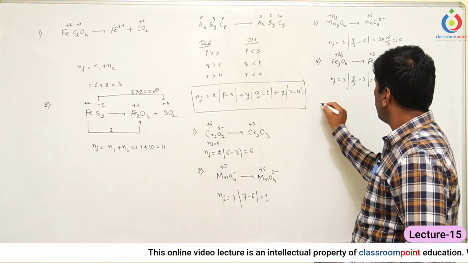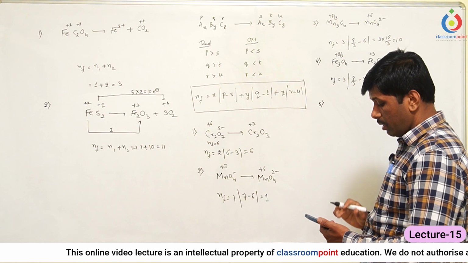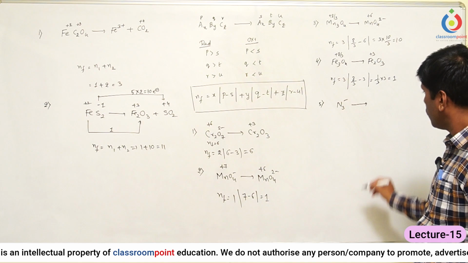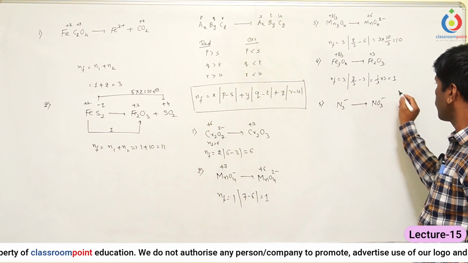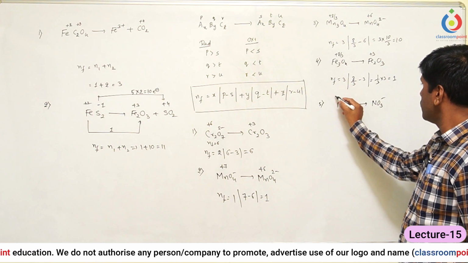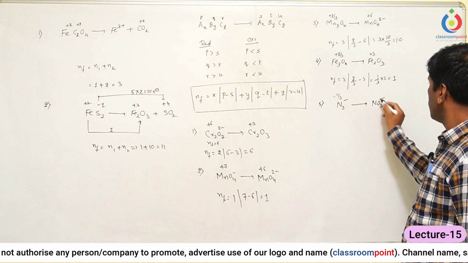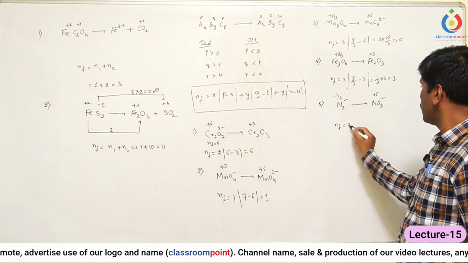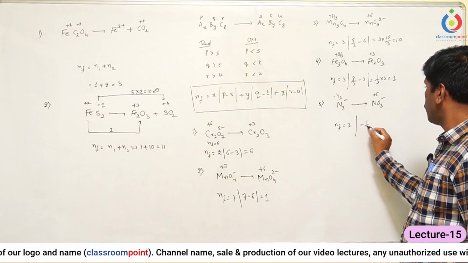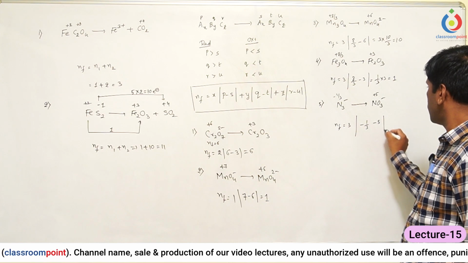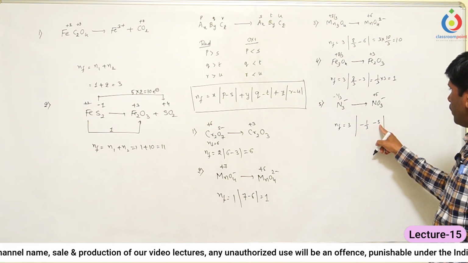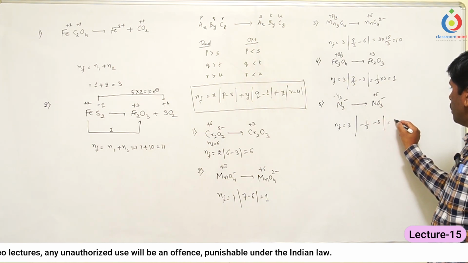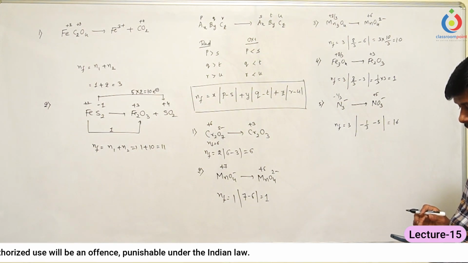Next, let us take N3 minus changes to NO3 minus. So here the oxidation state is minus 1 by 3. Here the oxidation state is +5. So n factor equals 3 nitrogens are there, minus 1 by 3 minus 5. This equals 15 plus 1, 16 by 3, and this value equals 16.